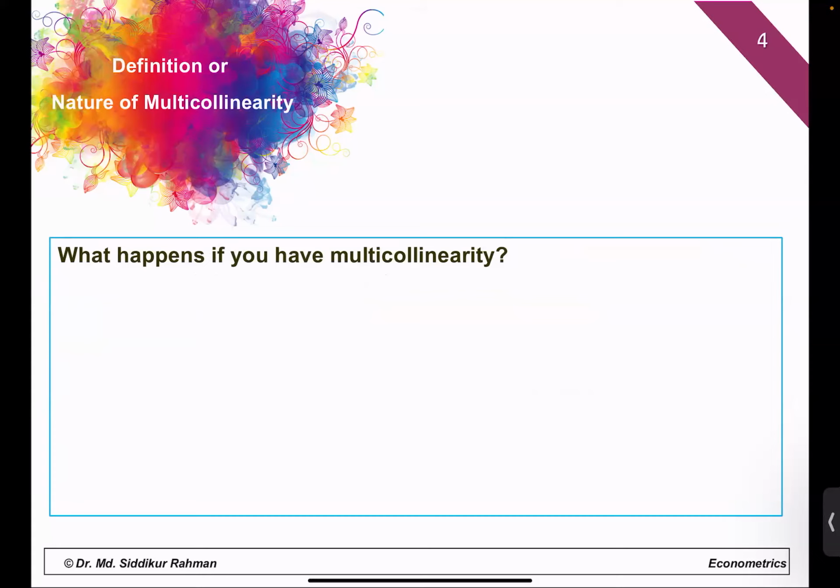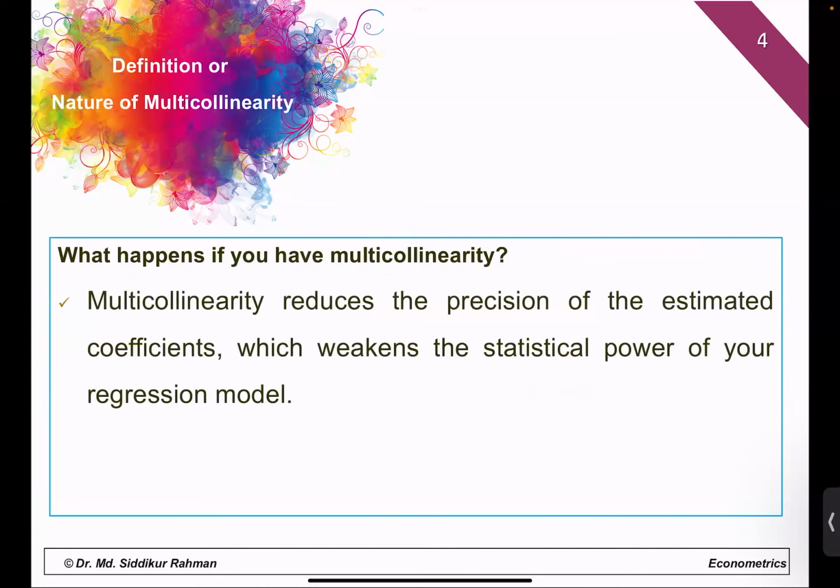There are many answers to this question actually, right? What might happen if you have multicollinearity problem in your data set? So multicollinearity reduces the precision of the estimated coefficient, right?